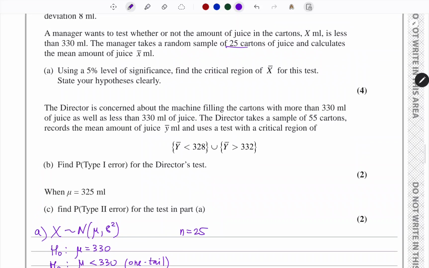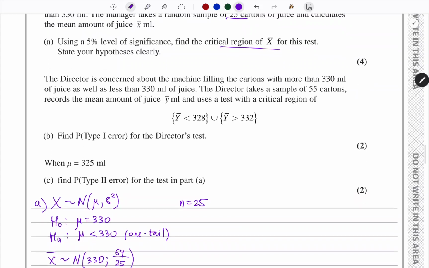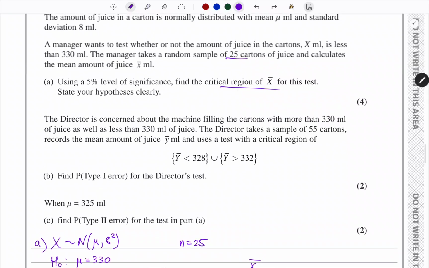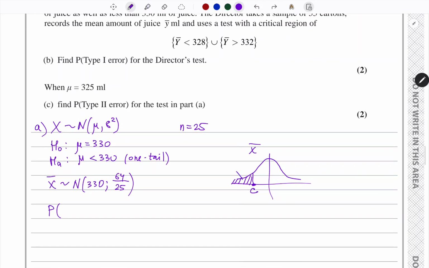Then we have to produce the critical region. So we have to reject the null hypothesis if X bar is less than some critical value, and the probability to fall into this region is the significance level. What is the significance level? It's 5%. Looking at this diagram, it's easier to understand what is happening. So X bar must be less than C, and this probability is given as 5%.